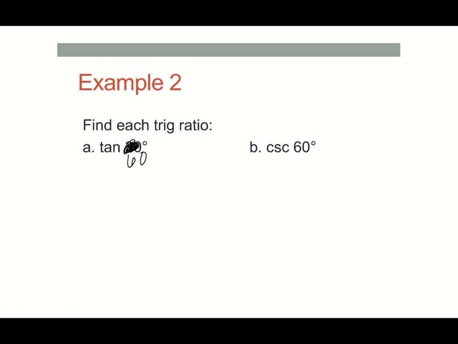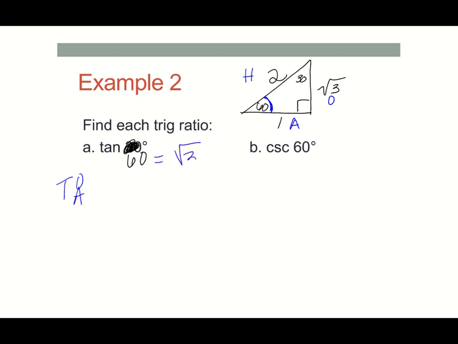All right, now that you've tried these on your own, so the tangent of 60 degrees, if I'm looking at 60 here on my reference triangle, and I know that tangent is opposite over adjacent, I have the square root of 3 over 1, which is just the square root of 3. So the tangent of 60 degrees equals square root of 3.